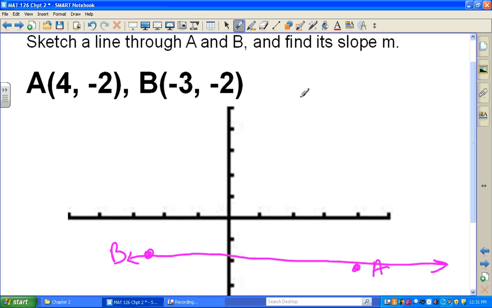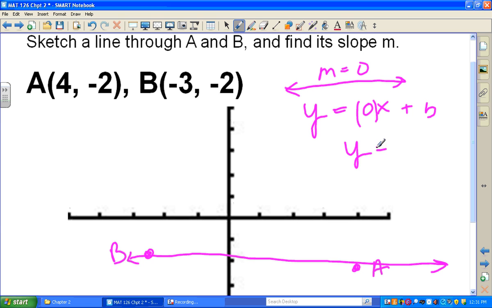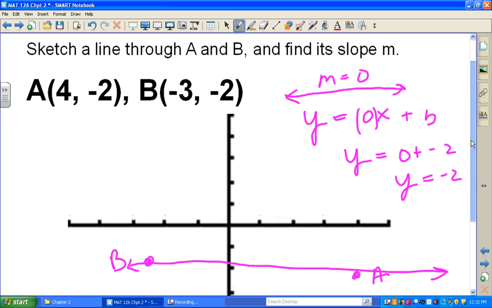This is going to be a horizontal line, isn't it? So what type of slope does a horizontal line have? Yeah, zero slope. Oh, that's pretty easy. Y equals 0x. And where's it going to cross the y-axis? Yeah, -2. So it's going to be y equals 0x plus -2. Y equals -2. So the slope is 0. The equation is y equals -2.